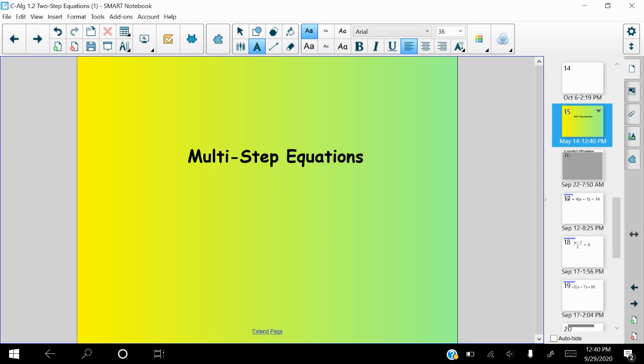So it could be three-step equations, it could be five-step equations, it could be seven, it could be 10, it could be 20-step. It just means that more than two steps are needed in order to solve this equation and to get a solution to this equation. So without further ado, let's begin.